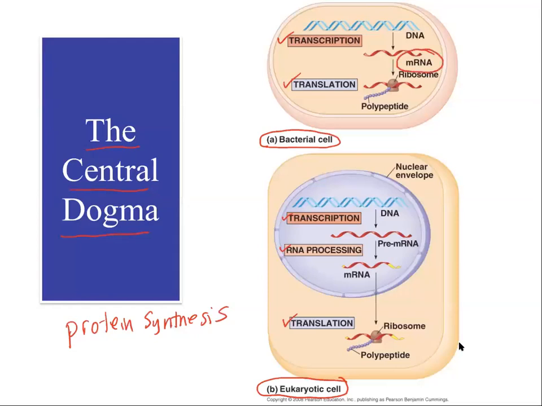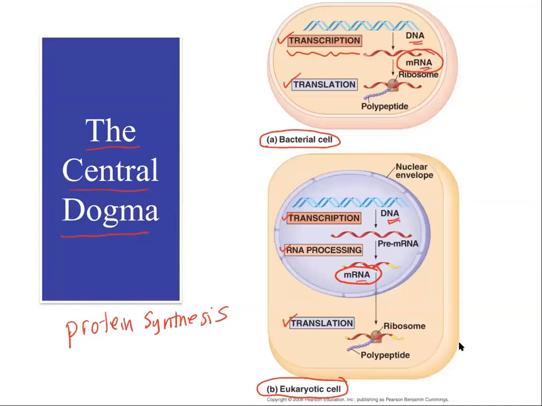The copy is called messenger RNA. The process by which the cell makes messenger RNA is called transcription. Transcription is how we go from DNA to RNA. It's the same language. It's both nucleic acids. RNA and DNA are very similar.